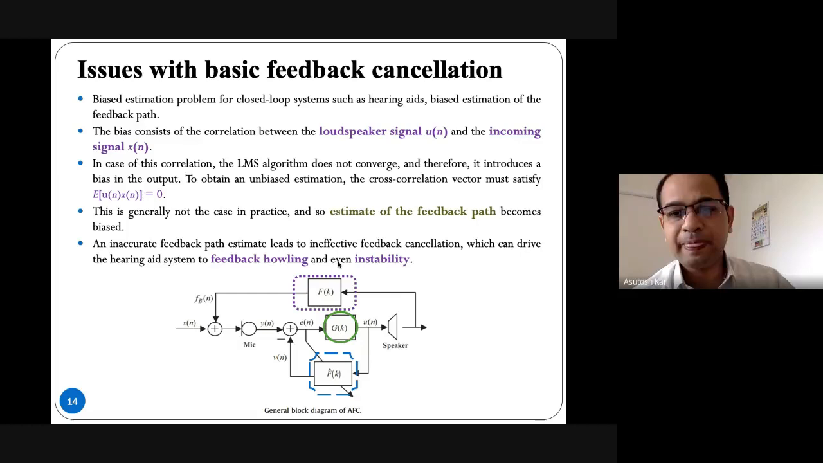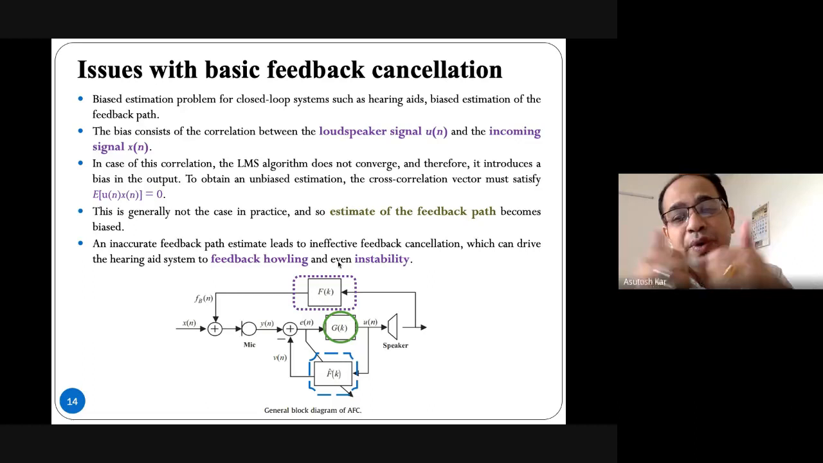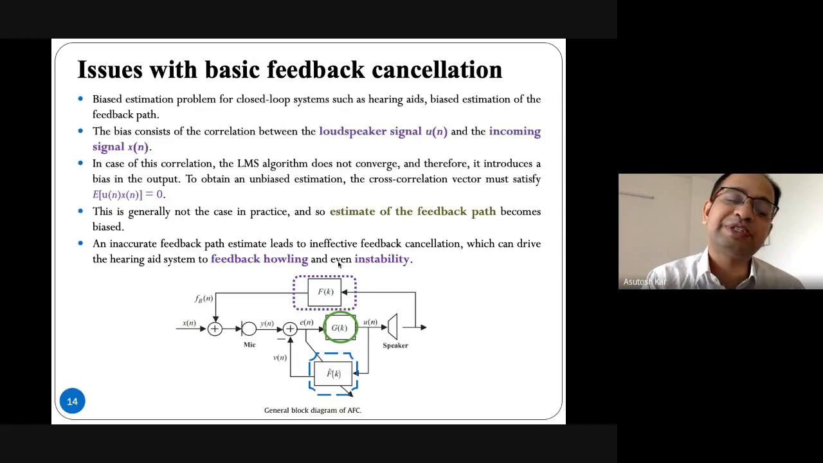Either it over-amplifies or it under-amplifies. That is how my stability gets affected. Along with that, this is always supported by the howling, which is another effect we need to address, being signal processing specialists. All right, let me go to the next slide.